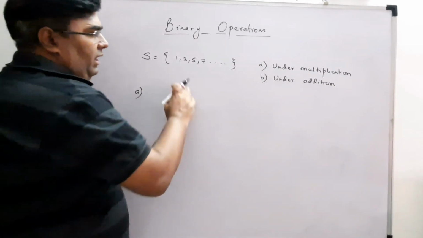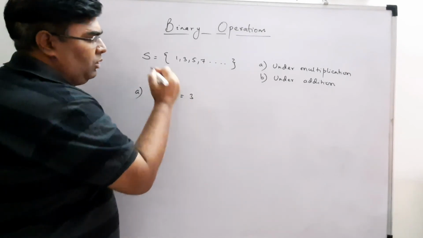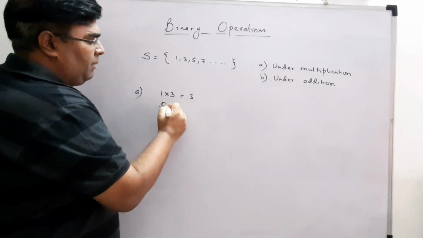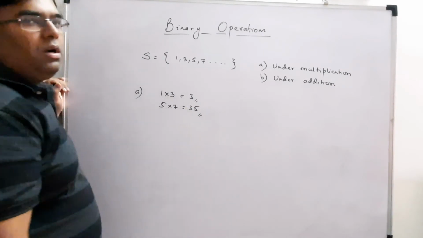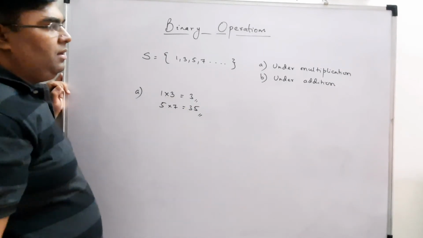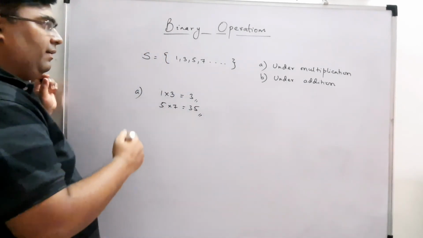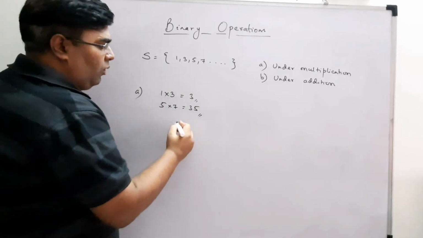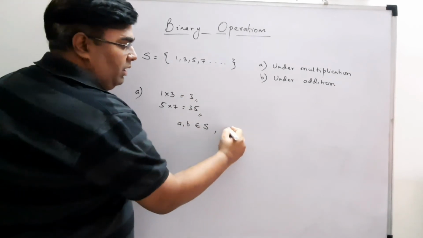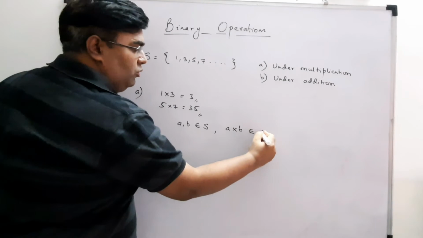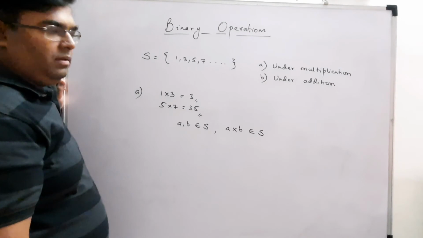If we take any two elements, suppose 1 multiplied by 3, what will you get? 3. Or 5 multiplied by 7, 35. So we are getting odd numbers only. Multiplying any two odd numbers will give you an odd number only, and hence it also belongs to S. So for all A and B which belong to S, A multiplied by B also belongs to S, and hence multiplication is binary.